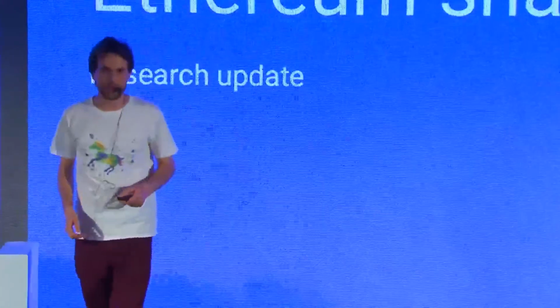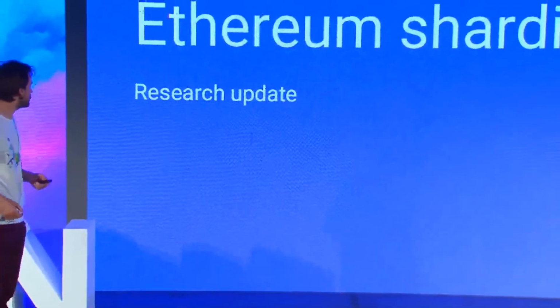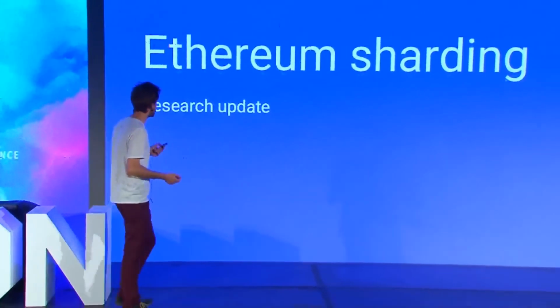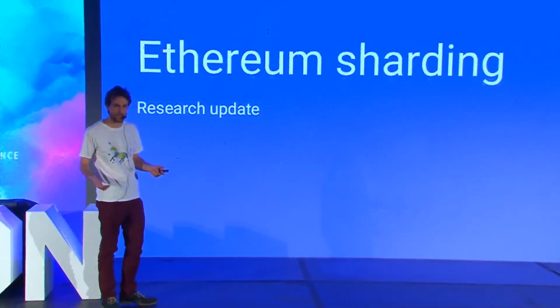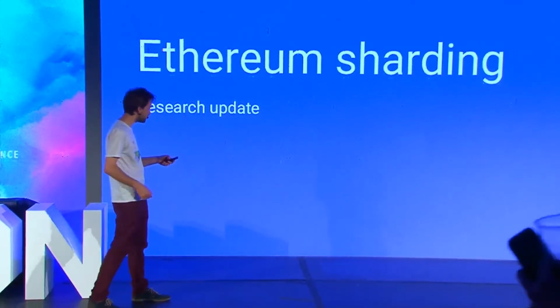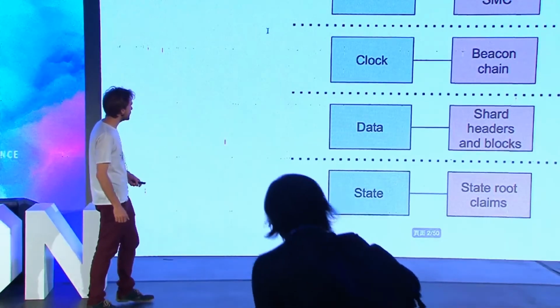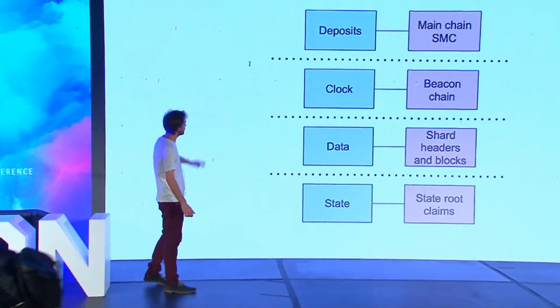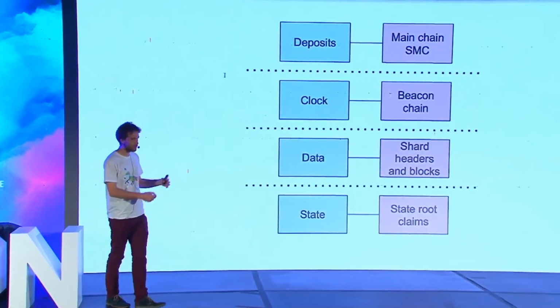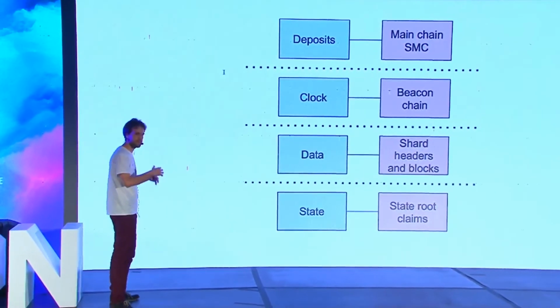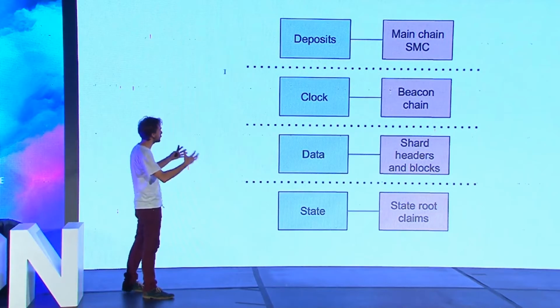Hi everyone. So I'm going to try and give you an overview of our latest sharding design, kind of as a research update. The design is very fresh, just a few days old. So our latest design is basically 4 different layers, which is quite cool because everything is decoupled and you can think of them separately and implement them separately.